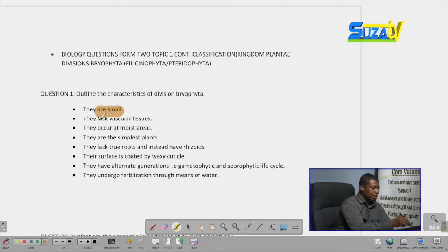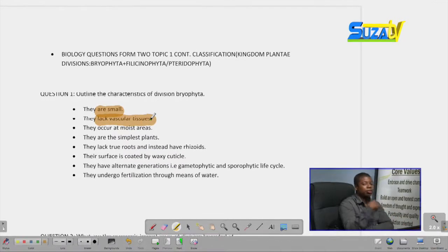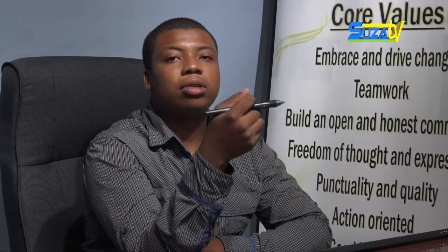Another one is that they lack vascular tissues. Even though they are called plants, they do not have vascular tissues. That is, members of division Bryophyta lack xylem and phloem. So this is one of the characteristics of division Bryophyta. Even though they are plants, they do not have xylem, nor do they have phloem. So they are non-vascular plants.